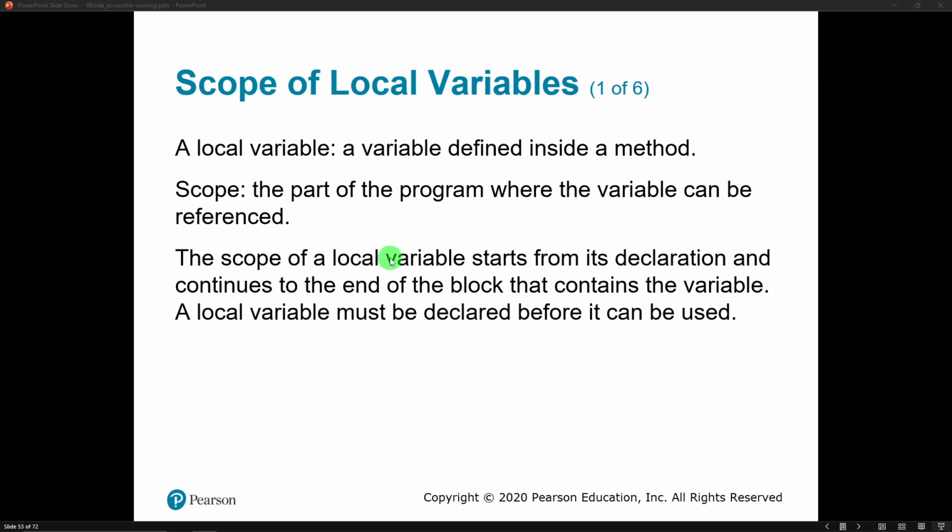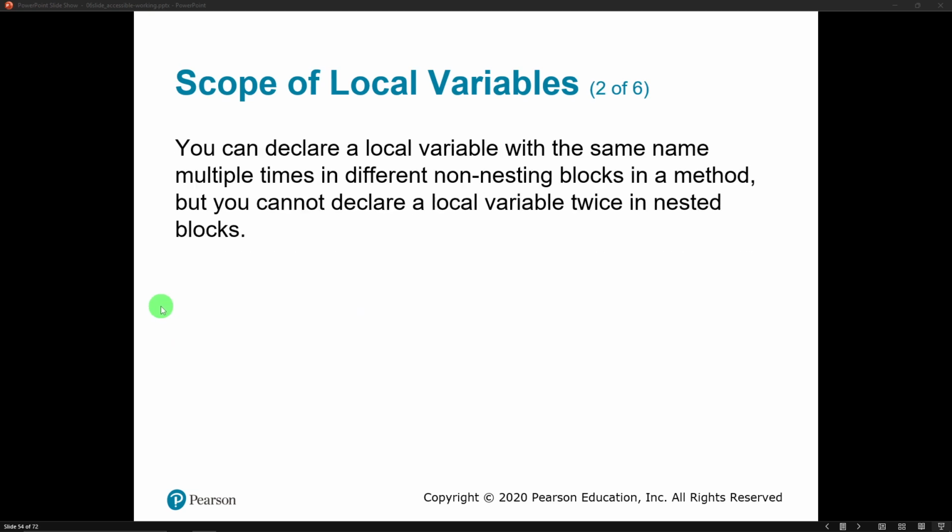The scope of a local variable, meaning a variable declared inside a method, starts from its declaration, wherever we declared the variable, and it continues to the end of the block that contains the variable. A local variable has to be declared before it can be used. You can declare a local variable with the exact same name multiple times in your program, as long as they are in different blocks of code that aren't nested inside of each other. But you cannot declare a local variable twice in any block or inside nested blocks. So if you have a block inside a block, you can only use that variable once.